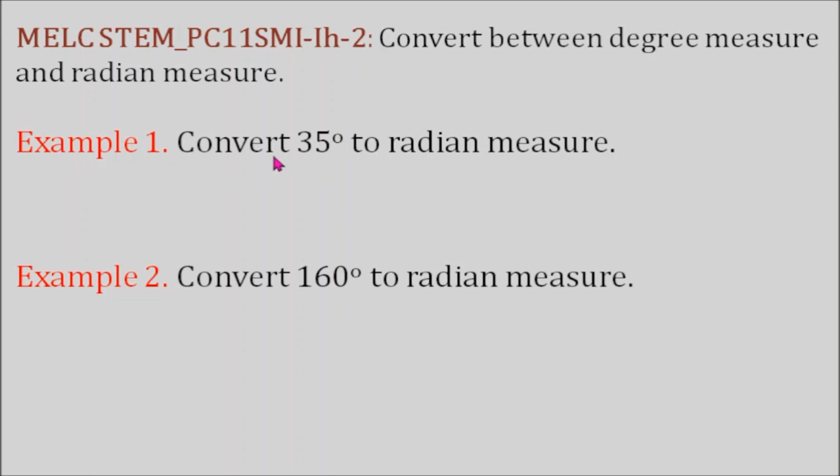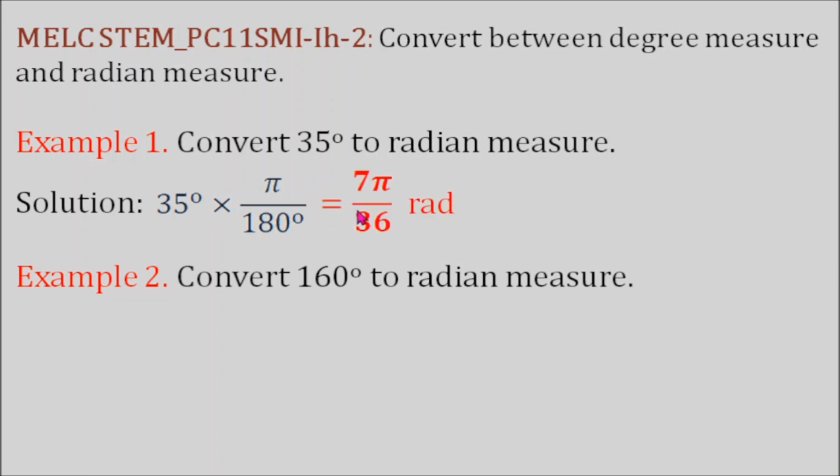Example number 1. Convert 35 degrees to radian measure. All we have to do here is multiply 35 degrees by pi over 180 degrees. Here degrees cancel out, and if we are going to simplify this, this will give us 7 pi over 36 radians.